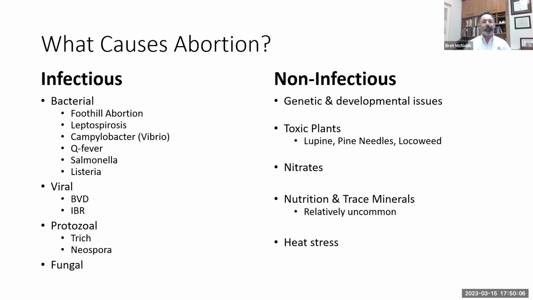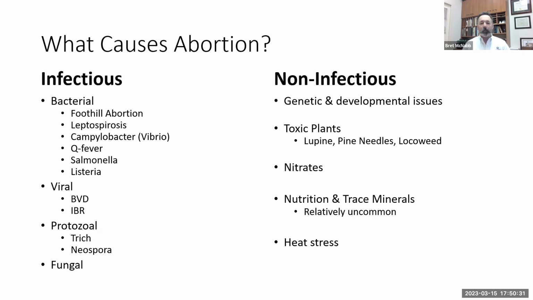So the big question, what causes abortion? A lot of things. This is by no means an exhaustive list, and we're not going to talk about all of these in detail tonight, but I want to give you just a global picture of what is happening. On the infectious side, we have different bacteria, viruses, protozoa, and fungus that will cause abortion in cattle.